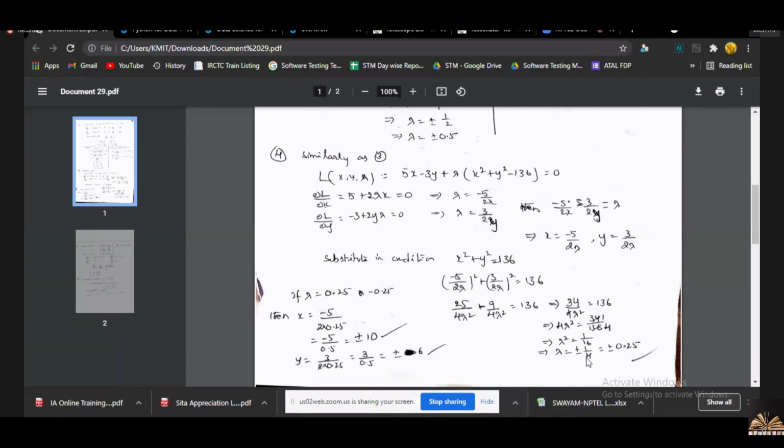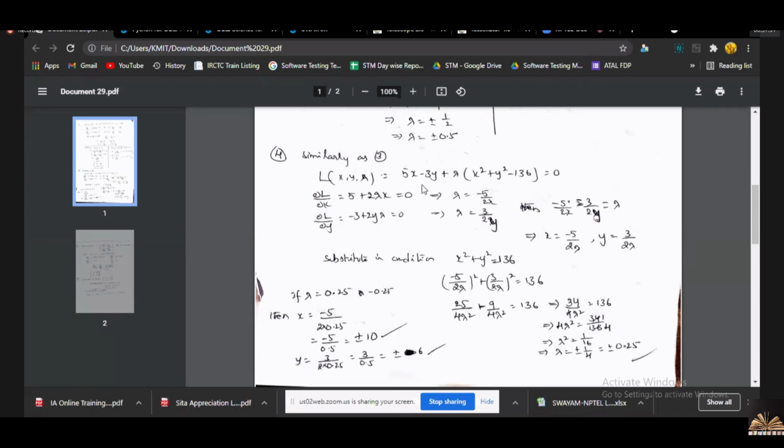Now what we have to do is substitute the lambda value to find out the x value, and also to find out the y value. So lambda equal to 0.25 and minus 0.25, then x equal to minus 5 by 2 into 0.25. So what will we get here? Minus 5 by 0.5, so we will get plus or minus 10. Similarly, if you substitute 3 by 2 into 0.25, we will get plus or minus 6.